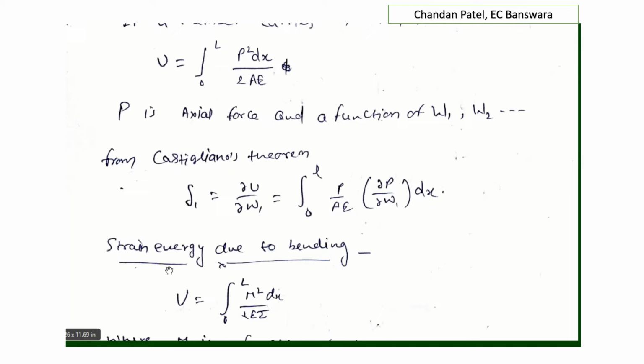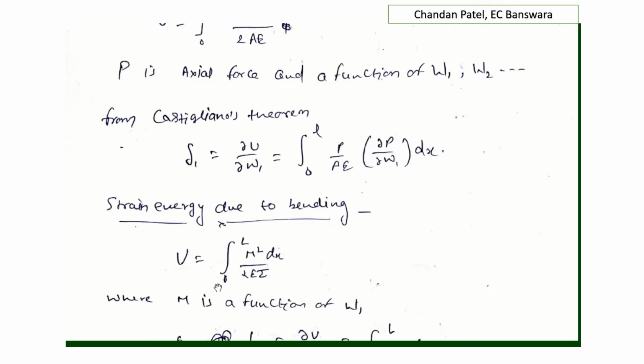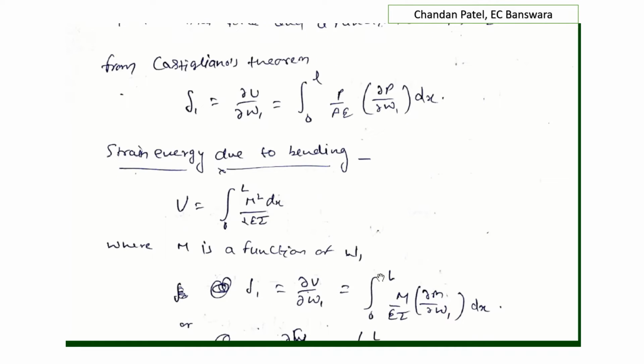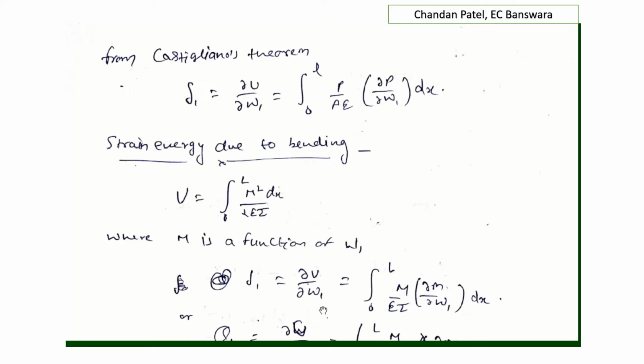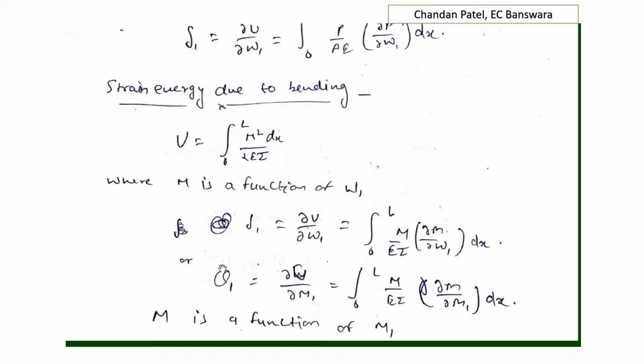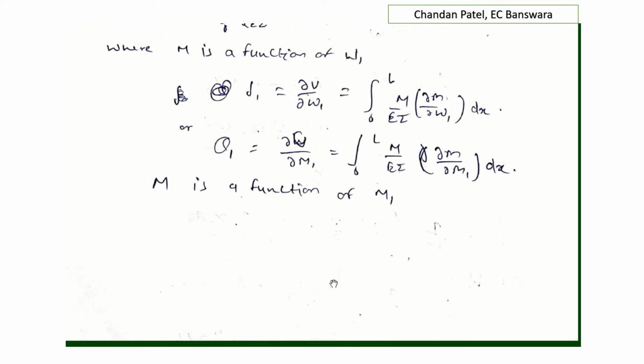Strain energy due to bending. Now for bending, the standard equation is integral 0 to L M squared by 2EI dx. M is a function of W, so delta1 equals del U by del W1, and it depends on W2, so delta2 equals del U by del W2, and also the slope changes, and theta1 equals del U by del M1, where M1 is the function of M.